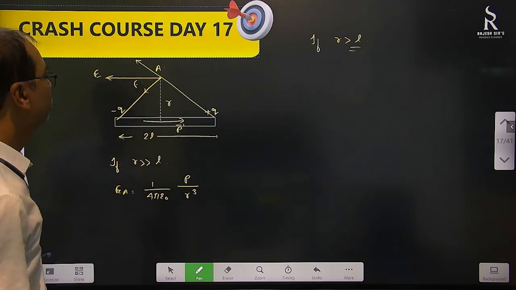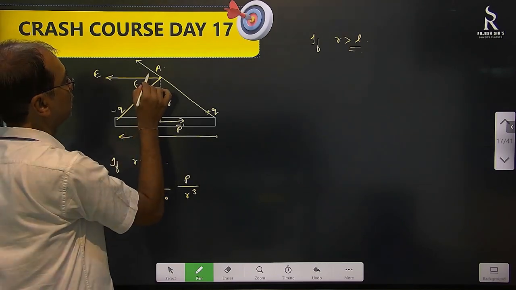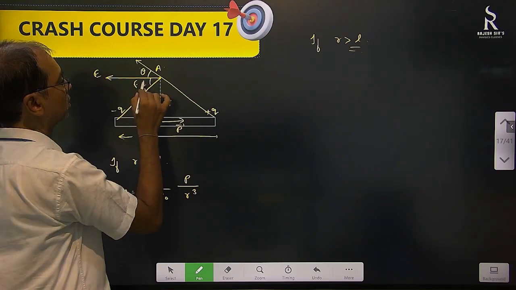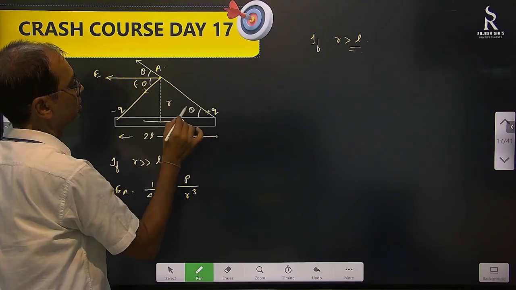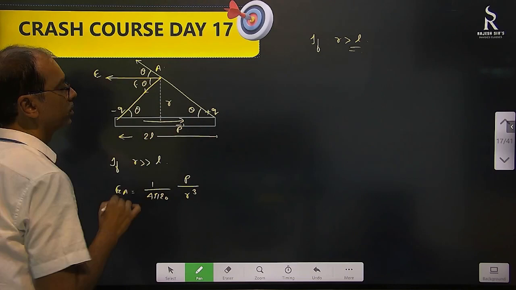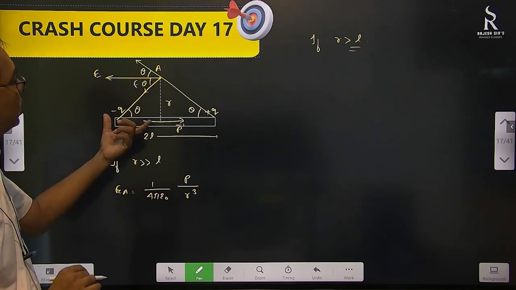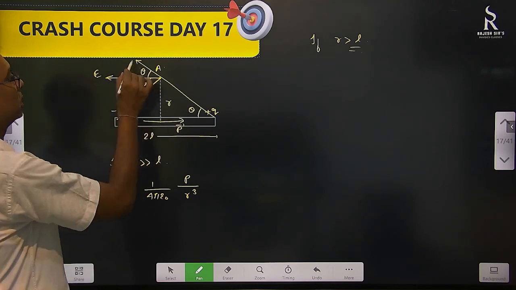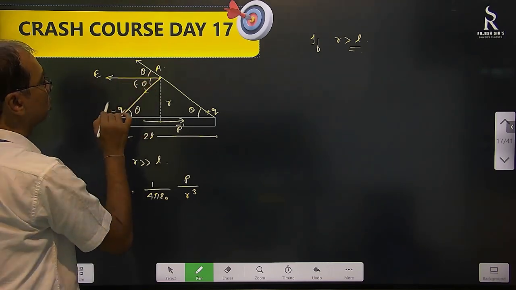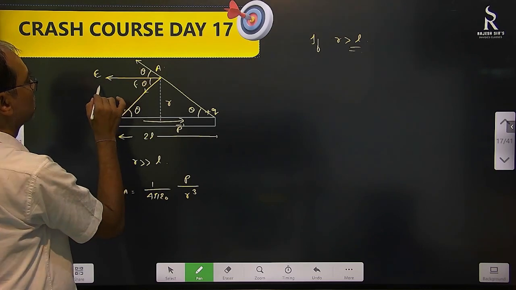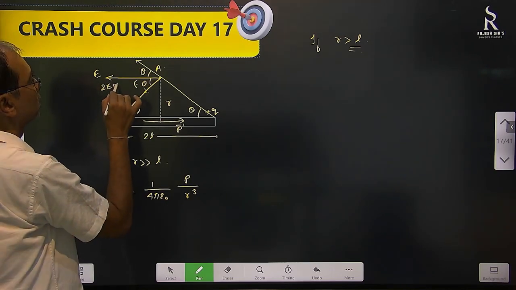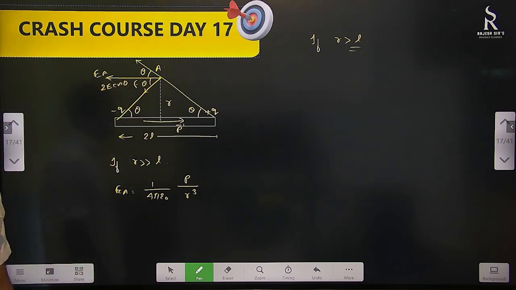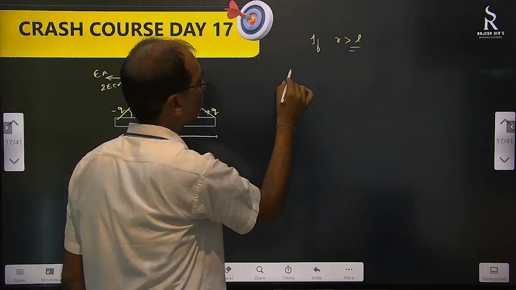Now, if this is theta, and this is also theta, why? Because this angle here and this angle here are exactly equal, because this is R and this is L. So tan theta equals R by L, so theta is the same. Its component in this direction is E cos theta, and its component here is also E cos theta. So we can say that the resultant field will be 2E cos theta. Then we can find it.